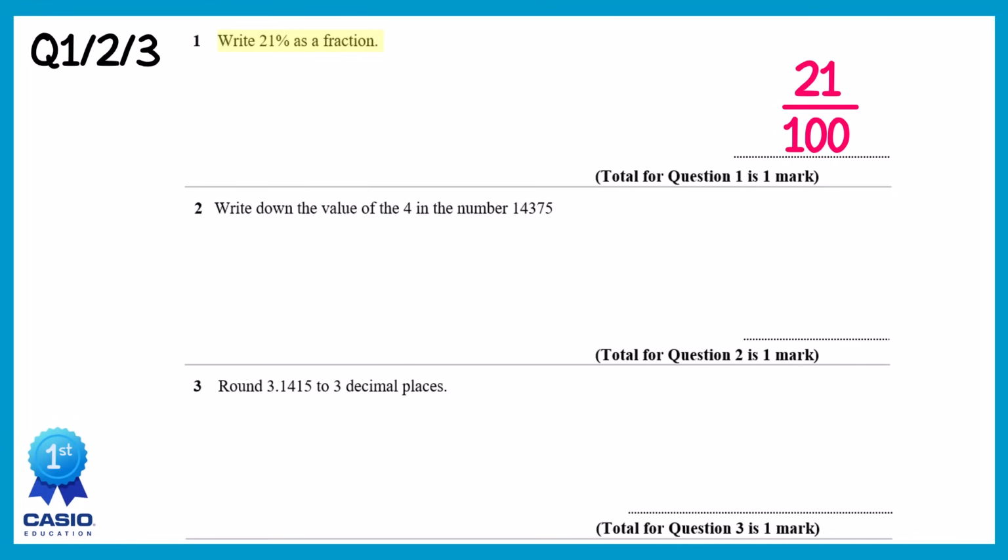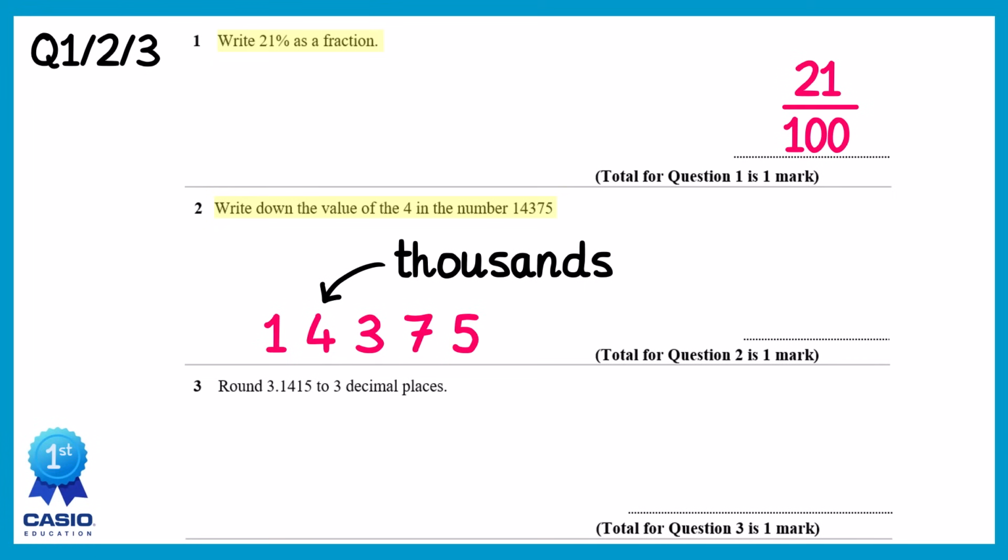In the second question, we need to write down the value of the number 4 in 14375. So if we write out this number and look at the number 4, we can see it's in the thousands place. So it must represent 4,000.